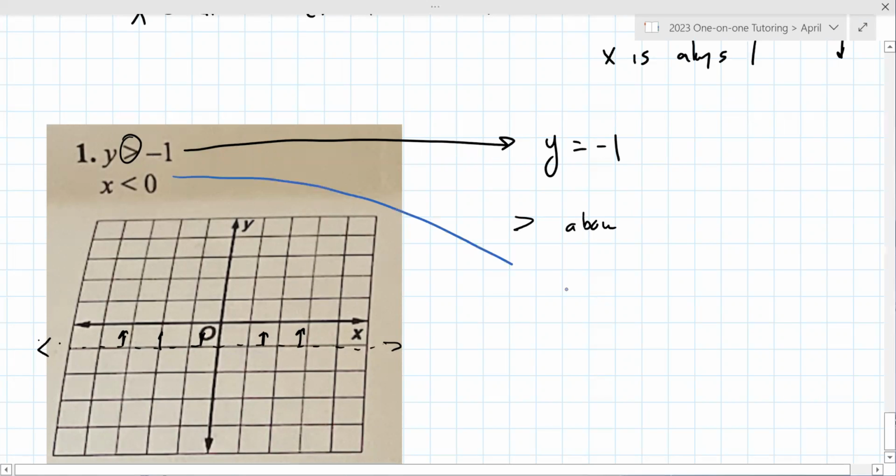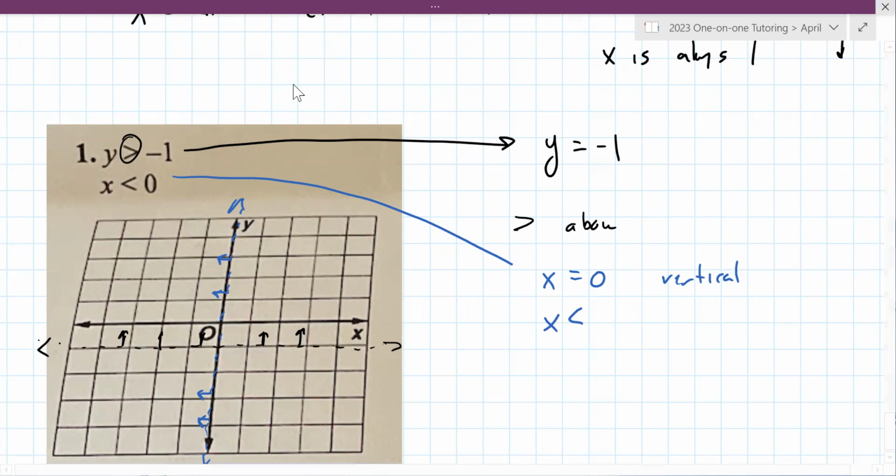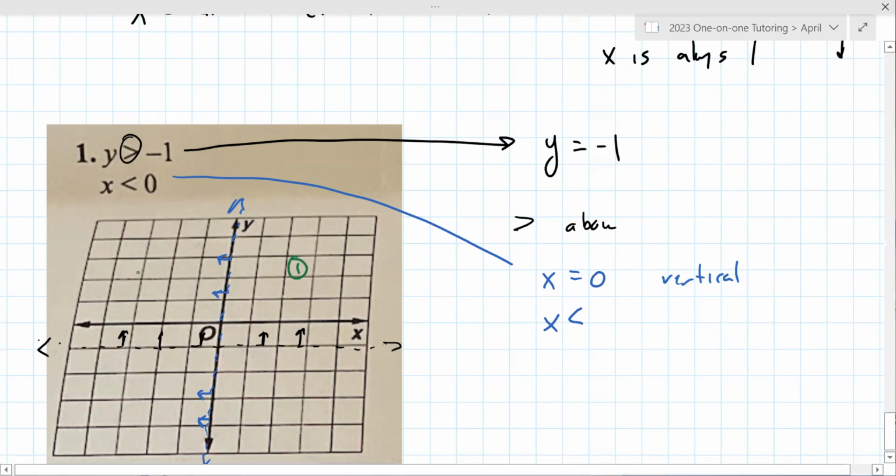So the second one here is x less than 0. Think of it as x equals 0. That's a vertical line down the middle here, like that. Because it's x less than, are you shading left or right? In this case, there is no above or below. So this means to the left. Where is the overlap? Is it in region 1, 2, 3, or 4? Which one?